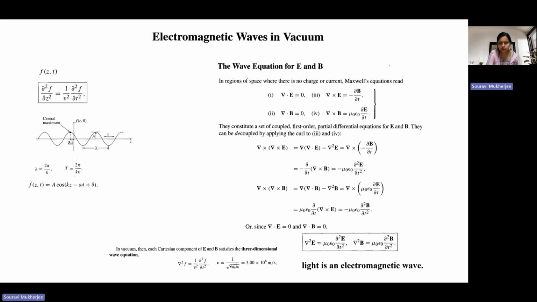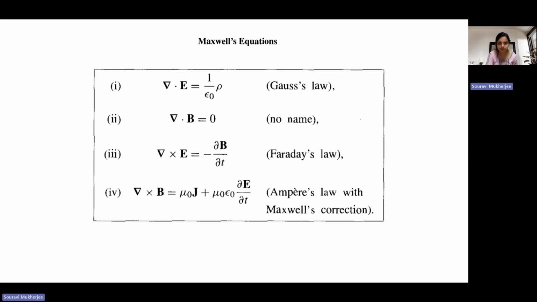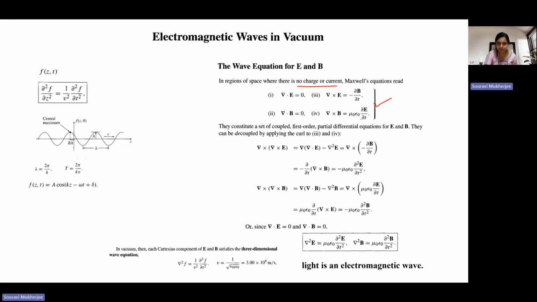Now, if we go back to Maxwell's equations and consider the case where rho and j go to 0, you have a form like this. This is basically coming from this relation, right? All the four, putting rho and j to 0. So as you can see, electric field and magnetic field are coupled to each other.